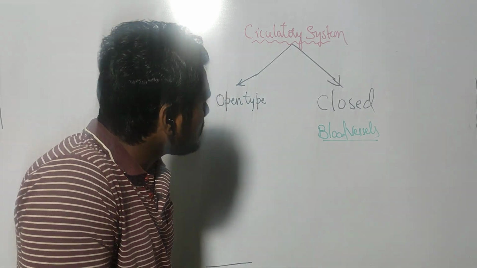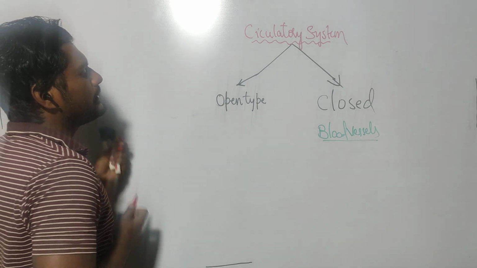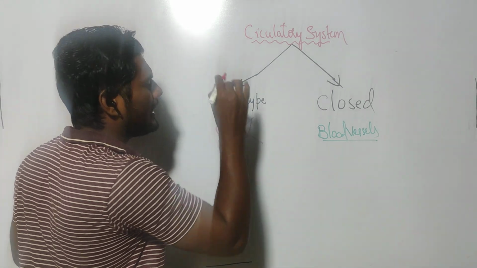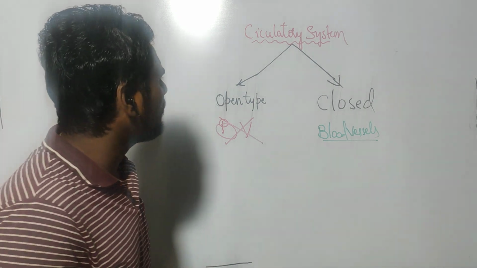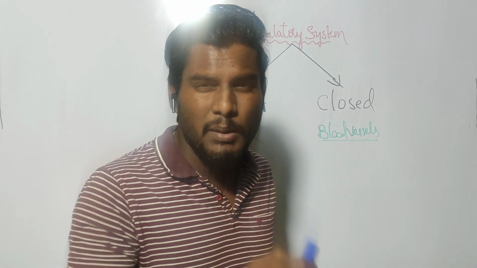So what I would like to say is, in an open type of circulatory system, the blood vessels are absent. Okay, fine. Sir, where is the closed type of circulatory system seen? Just remember all of you.